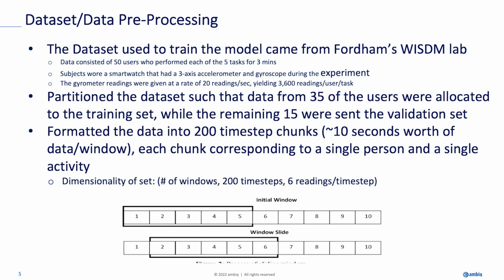And that yields a data set with dimensionality of the number of windows, however many. I believe it was 30,000 for our training set, and then the 200 time steps, and then within each time step there are 6 different channels, 3 for the accelerometer and 3 for the gyroscope.